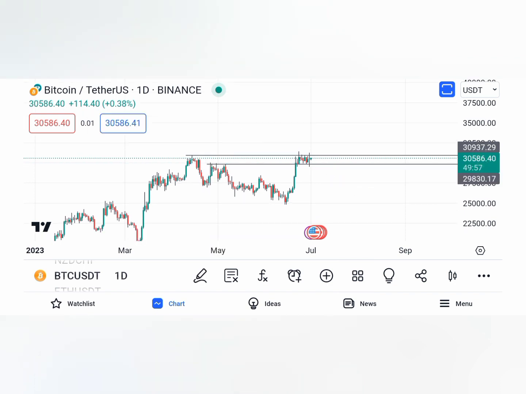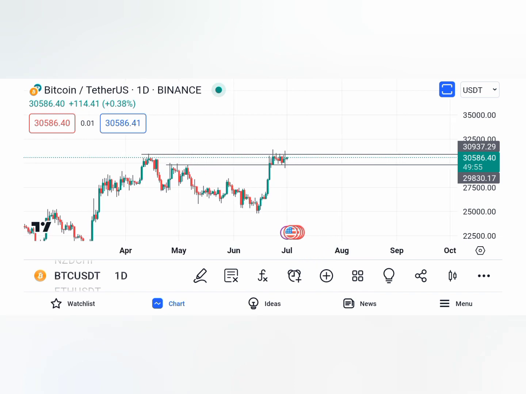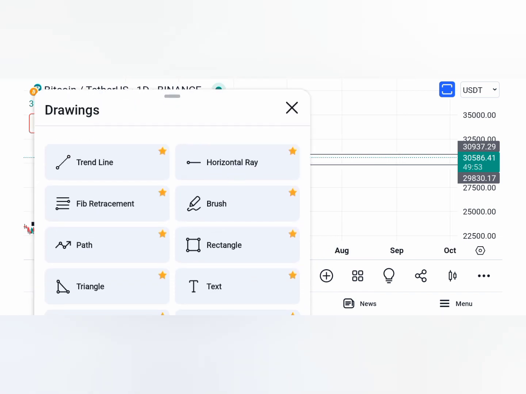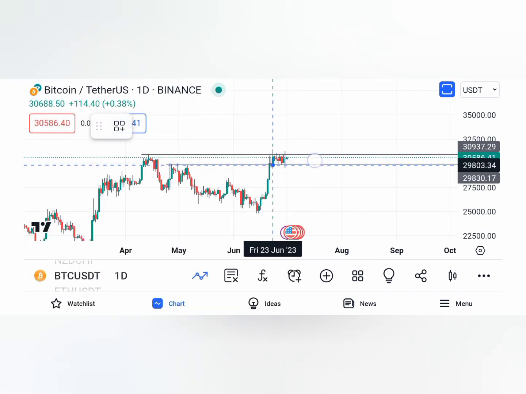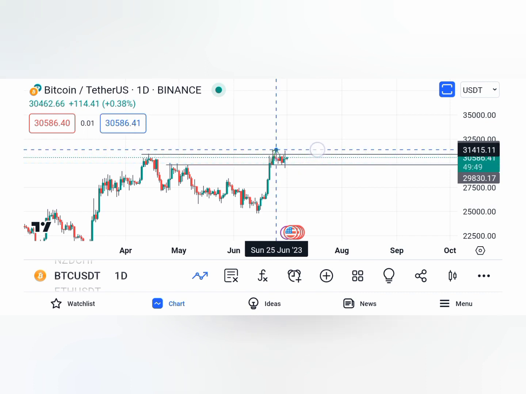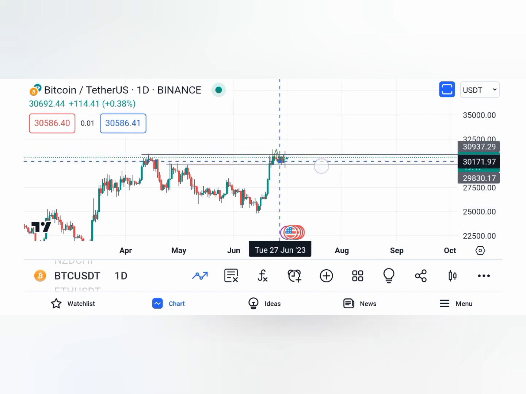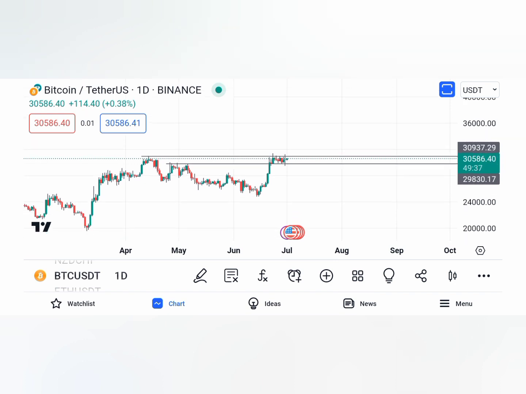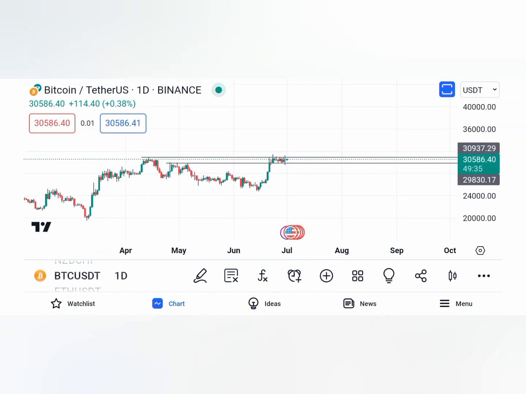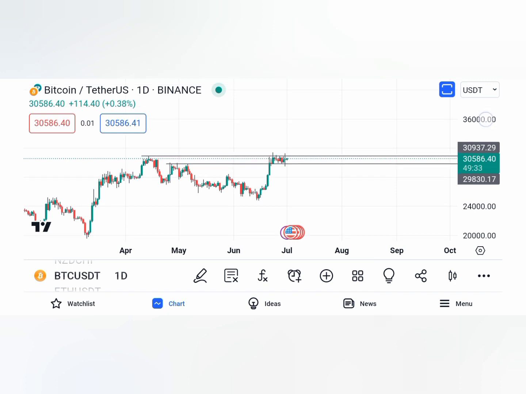Now if you watch closely, you can see that Bitcoin is ranging within this zone here. Bitcoin is ranging, it's ranging. So my advice to traders is that you should wait for a breakout upward or downward. You should be looking for a breakout upward or downward.